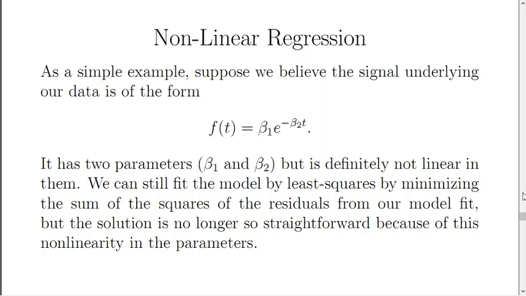As a simple example, suppose we believe the signal underlying our data is of this form. It's essentially exponential decay. It has two parameters, beta 1 and beta 2, but is definitely not linear in them. We can still fit the model by least squares by minimizing the sum of the squares of the residuals. But the solution is no longer so straightforward because of this nonlinearity of the parameters.